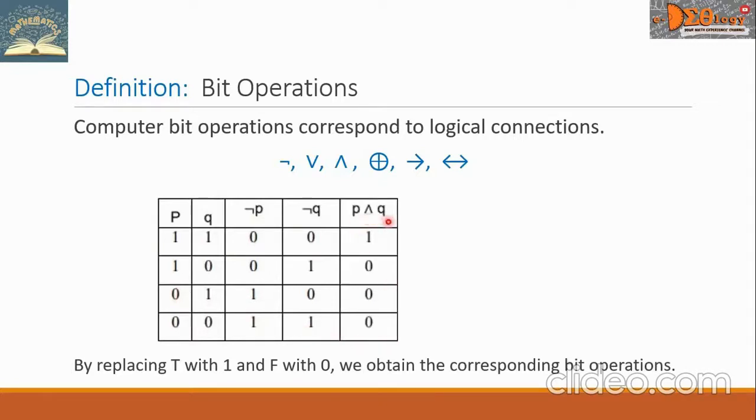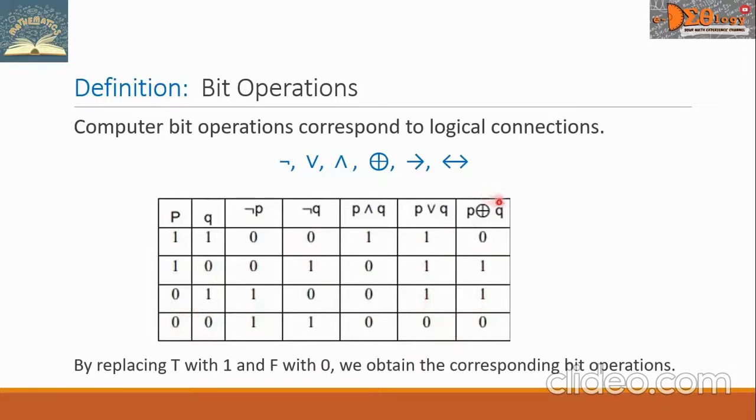Next, P and Q. So 1 and 1 is 1. 1 and 0 is 0. 0 and 1 is 0. 0 and 0 is 0. The value is only 1 when both P and Q are 1. Next, P or Q. The values are always 1 except when both P and Q are zeros. So 1 or 1 is 1. 1 or 0 is 1. 0 or 1 is 1. 0 or 0 is 0.